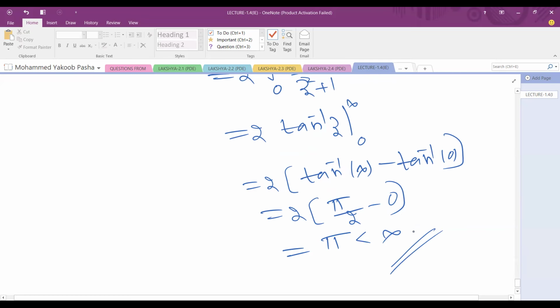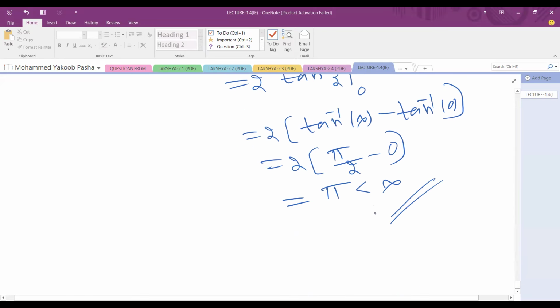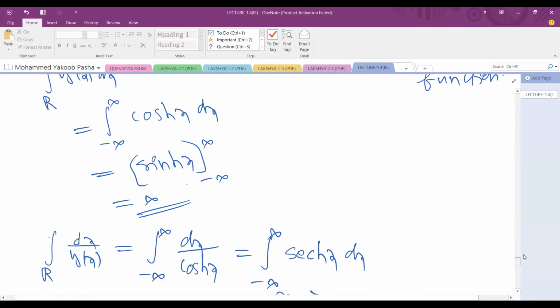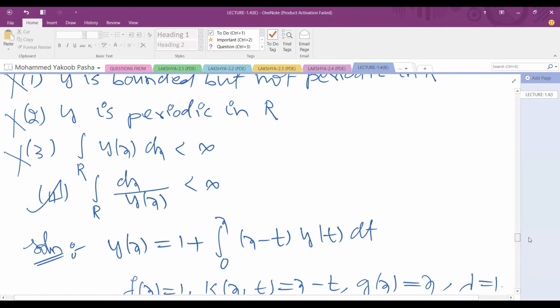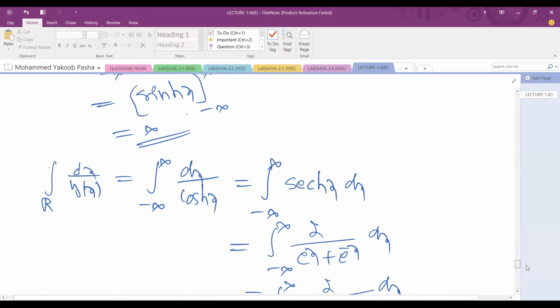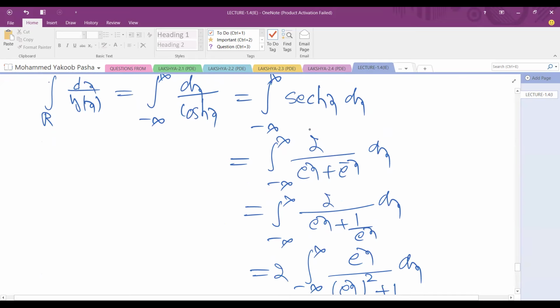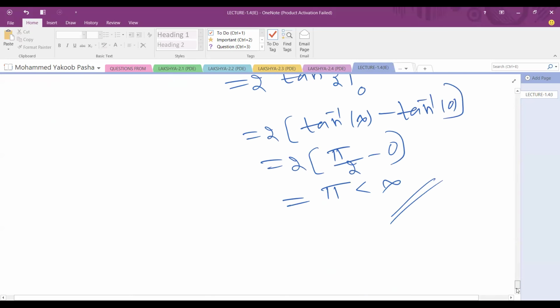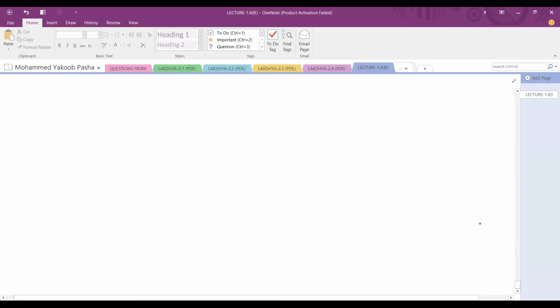So fourth option is the right option. Pi is a finite number, so less than infinity means finite number. So fourth option is the right option. You can do it in another way also, with sech x as some log of under root of 1 minus tanh square x, and the same value comes. But I think this method is easy compared to that.